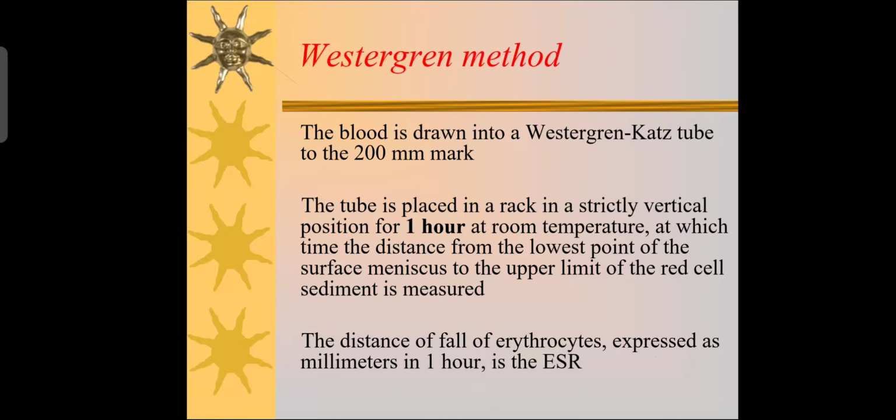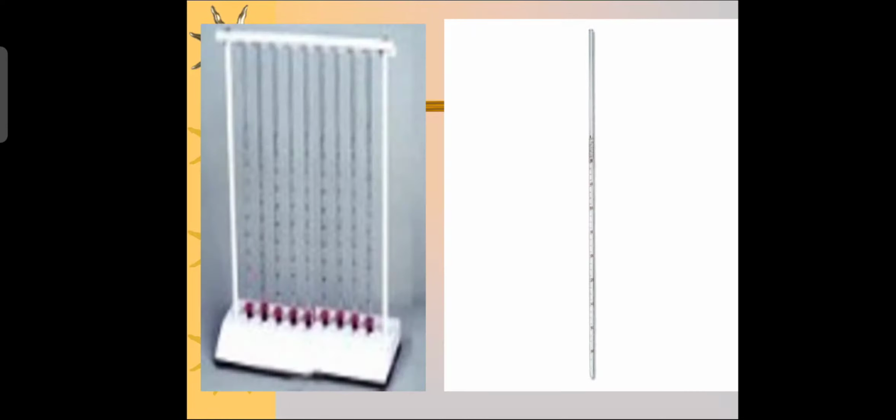So blood is taken in the Westergren's pipette up to the 200 millimeter mark. The tube is placed vertically for 1 hour. At that time, the distance from the lowest point of the surface meniscus to the upper limit of RBC sediment is measured. The distance of fall of erythrocyte expressed in millimeters in 1 hour is the ESR. So this is the Westergren's pipette. Marking is from 0 to 200 millimeter.